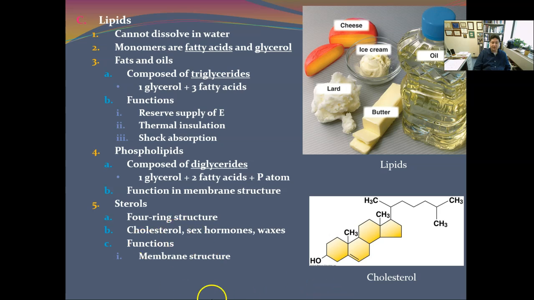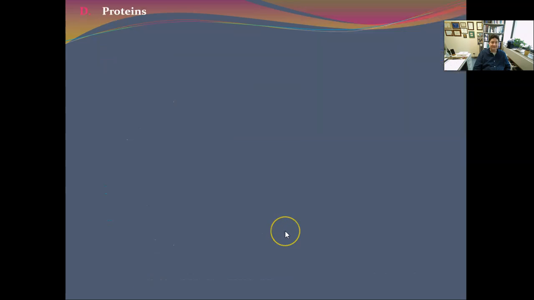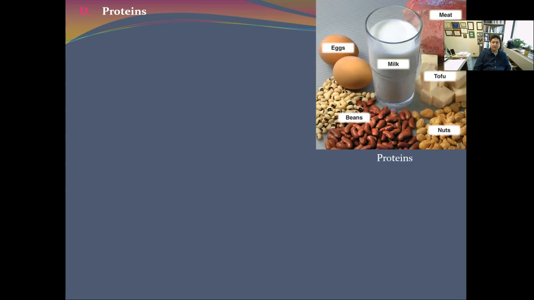Functions here, cholesterol functions in membrane structure. Hormones are chemical messengers. They deliver a message from one part of the body to another. And protection and waterproofing is going to be your waxes. Proteins. Our third family of macromolecules are proteins.